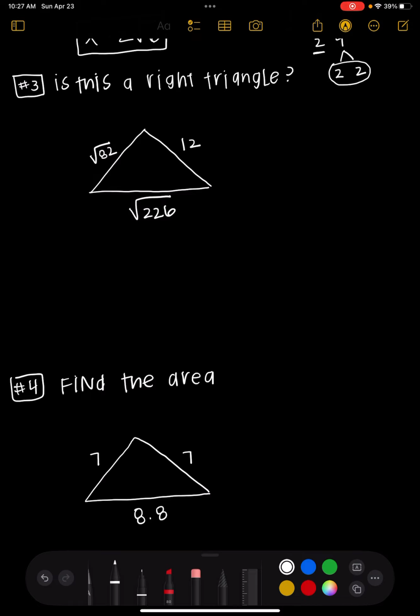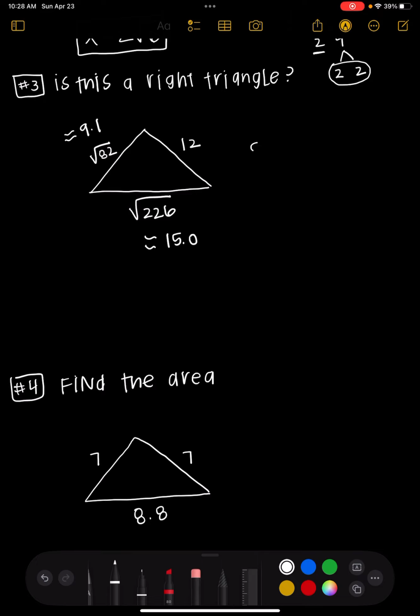So what I'm going to do is plug in these square roots and get a decimal version for them to determine which side would be my longest side, and that side has to be C. So the square root of 82 is about 9.1. So I'm going to write approximately 9.1 up here. Then we're going to do the square root of 226, which is approximately 15.0. So based on that, we have a side length of 15, a side length of 9.1, and a side length of 12. So that side length of the 15 has to be our side C.